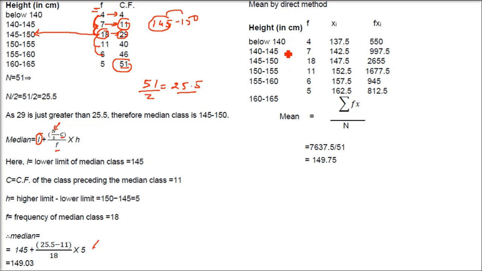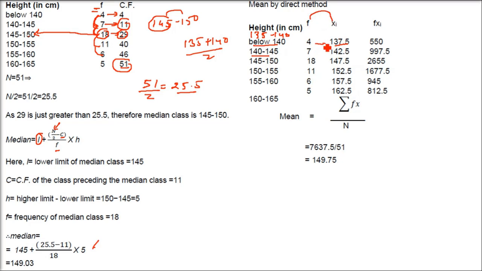Now coming to the mean, just use the direct method. How to do this? We already had this. You already have f, so just take the midpoint. For the first class it will be 135 to 140, so take the midpoint, like 135 plus 140 divided by 2. You have to do it for each and every term. So you have xi, and the frequency was already there.